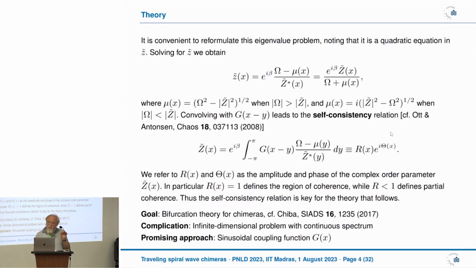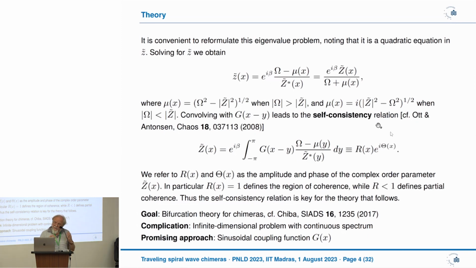When R is equal to 1, that's going to correspond to the coherent region. When R is less than 1, that's going to correspond to the incoherent region. So that is the kind of general structure of these types of problems. And this equation is called a self-consistency equation. And it's basically what we've heard in previous lecture. It's derived by Ott and Antonsen in this slightly more complicated question.